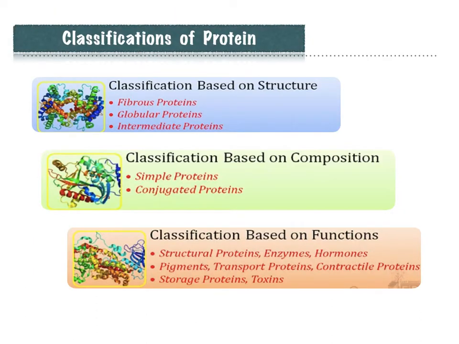There are three classifications of protein based on its structure, composition, and functions. There are three types based on its structure: fibrous, globular, and intermediate proteins. There are two based on its composition, and these are simple and conjugated proteins. For its functions, there are structural enzymes, hormones, pigments, transport proteins, contractile proteins, storage proteins, and toxins.